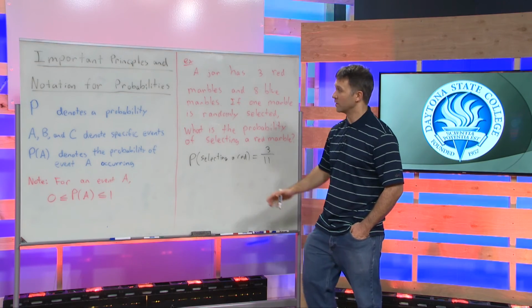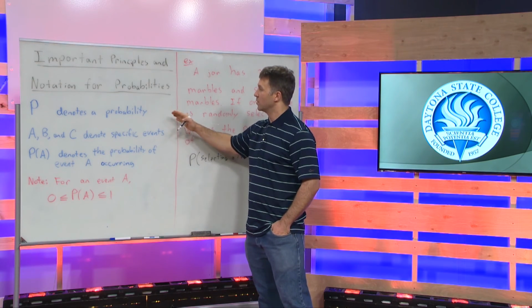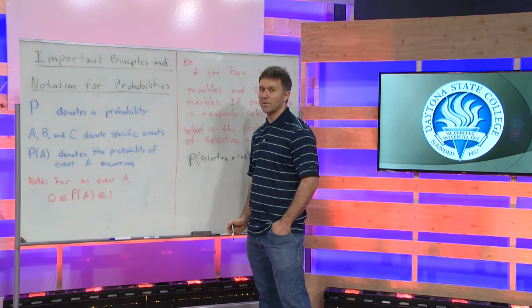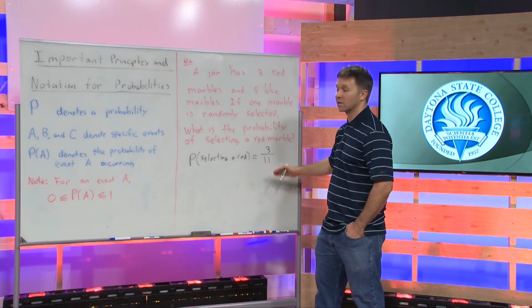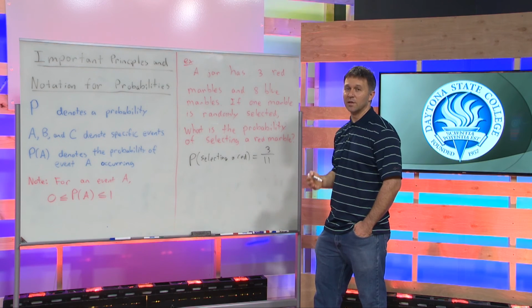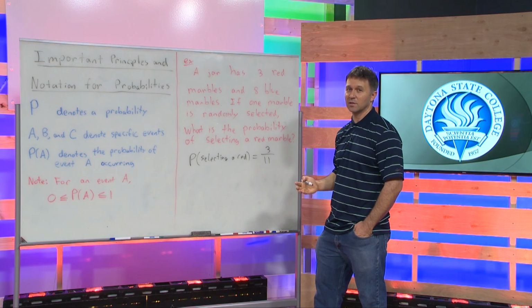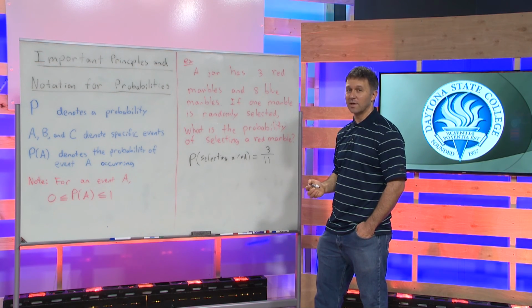Okay, so again, this is just an example giving you some basic notation involving probabilities. And to solve this problem, what we actually used was the classical approach to probability. And we do have a video corresponding to the classical approach, and I recommend you check that one out also.